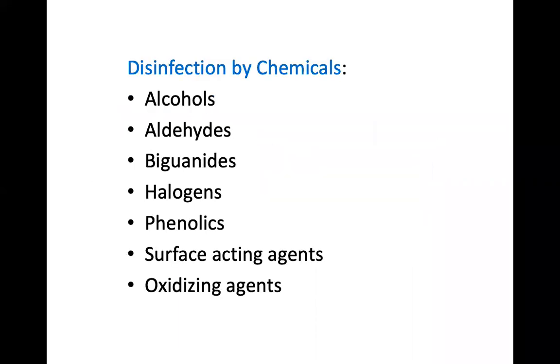Okay. And this is the long list I had told you. It is not exhaustive. Believe you me, there are over 100 or 200 chemicals that are available right now. Okay. And this has been accelerated by COVID that can be used for disinfection. These are just examples of groups. And under each group, we have specific examples of chemicals: alcohols, aldehydes, biguanides, halogens, phenolics, etc.